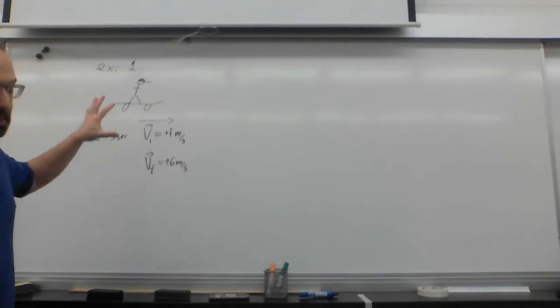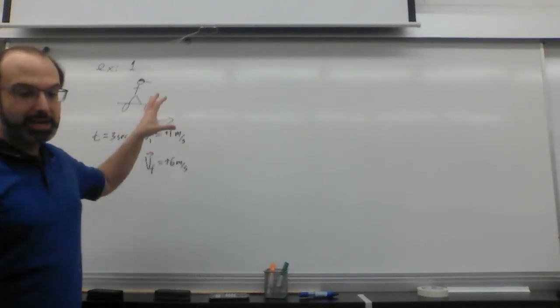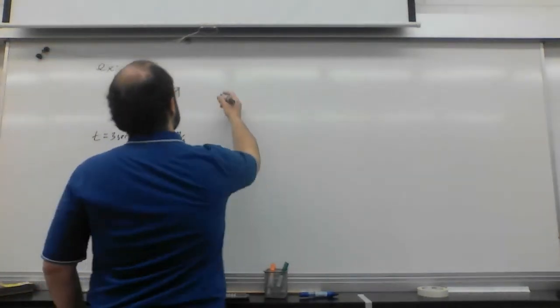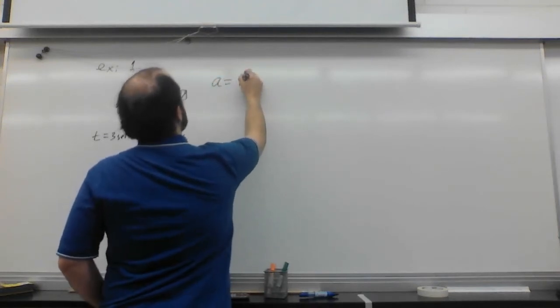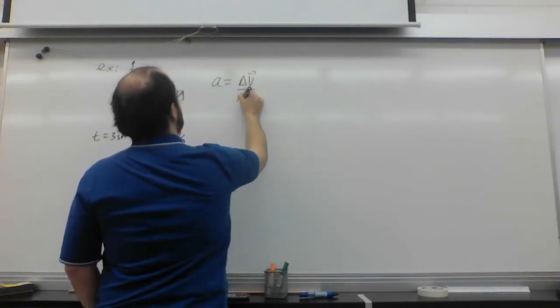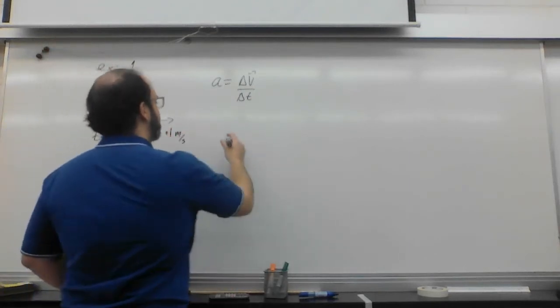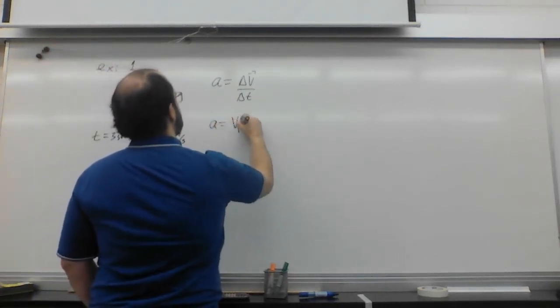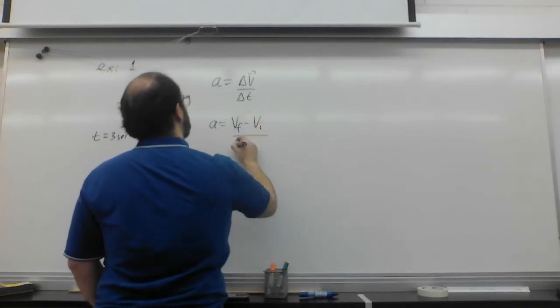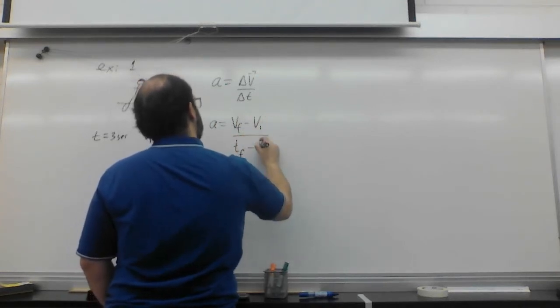Remember our format, right? This is the given. Then we're going to do the formula. Well, our formula is A equals delta V over delta T. Now, if you want, you can expand that. You can write that larger. You could write it like this. A equals VF minus VI over TF minus TI.